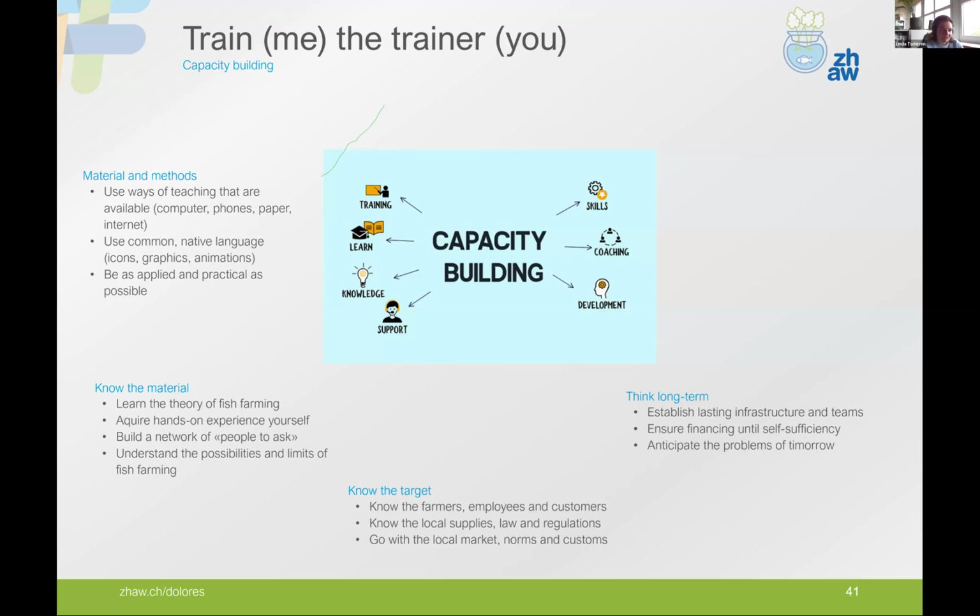Have in mind that whatever we are talking about, our common language is usually English, but it may not be the language that you should write your SOPs in. Ensure that everybody can read your SOPs and your manuals on site, ideally in their native language, and maybe use icons or graphics or animations instead of many words.